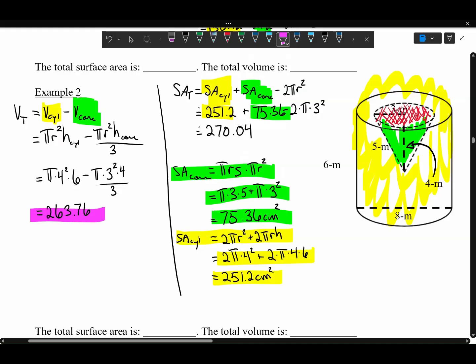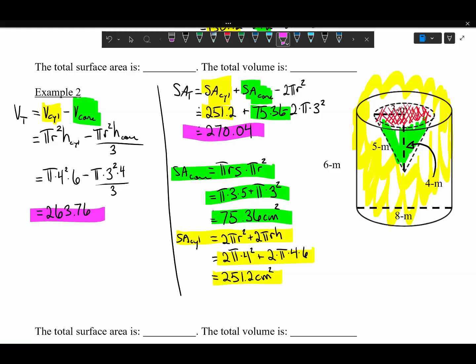For volume, I'm working with 263.76. For surface area, I'm working with 270.04. And then we ask ourselves, hey, what's missing? Again, we need to make sure that we have those units, meters cubed in this case, for our volume, and meters squared when I'm working with my surface area. I'll need to be careful with these down here as well.